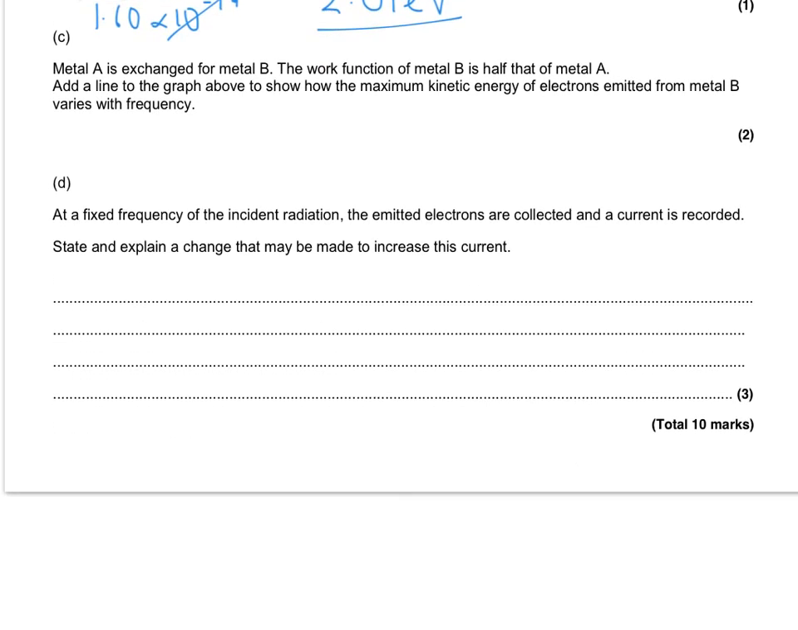Okay, so at a fixed frequency, the electrons are collected and the current's recorded. So current would be the number of photoelectrons per second. State and explain a change that may be made to increase the current. So one of the key things that you should know about the particle model is the way to increase the number of emissions per second is to change the intensity. So that's what you're going to do. You're going to increase the intensity.